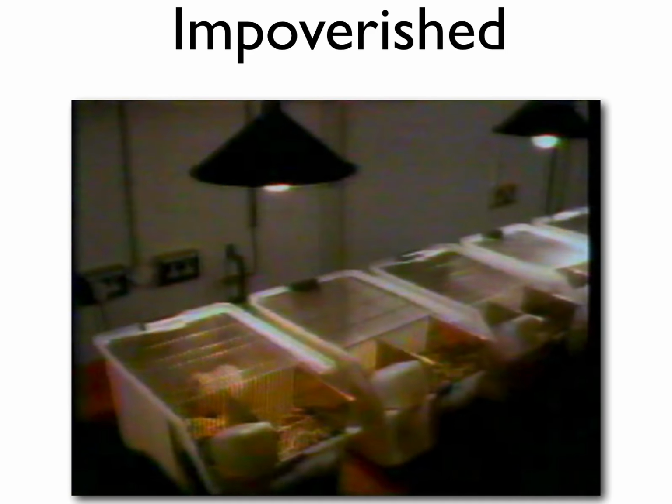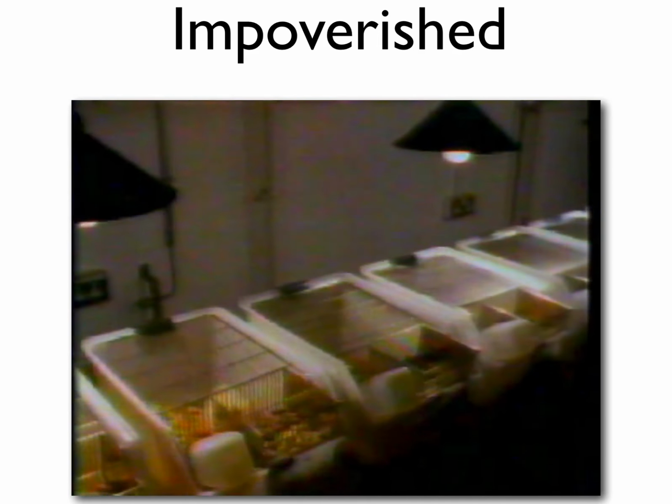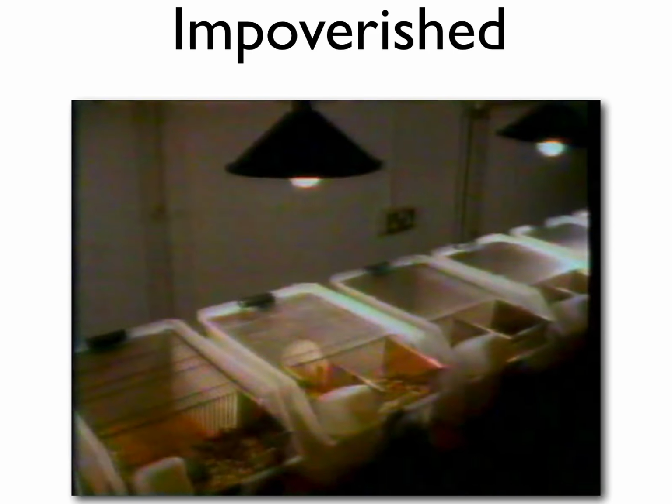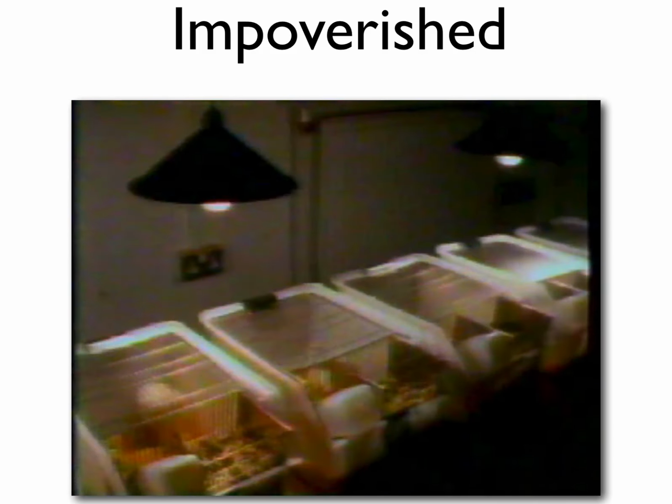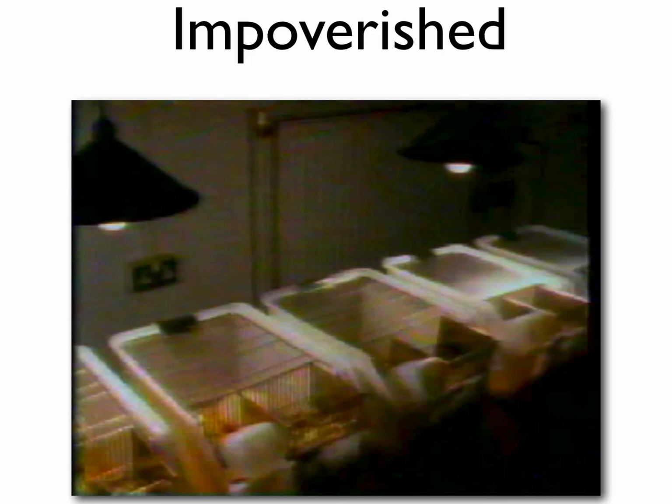Now, they put some in impoverished environments. So some maze-bright rats go into these small cages, one rat per cage. They can't see other rats. They can certainly hear and smell other rats, but there's no social interaction. And again, they do the same with the maze-bright and maze-dull rats housed like this, the impoverished rearing condition.